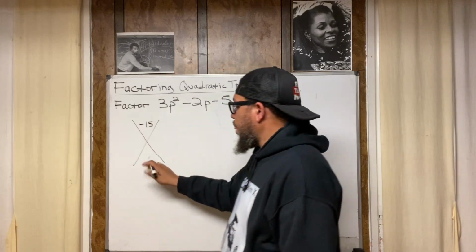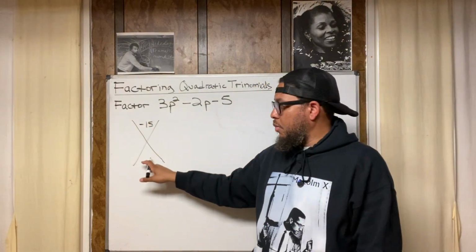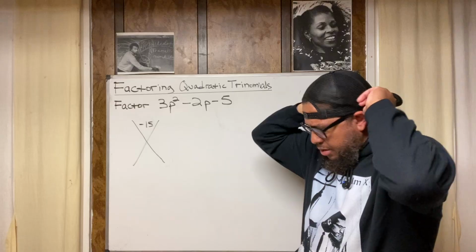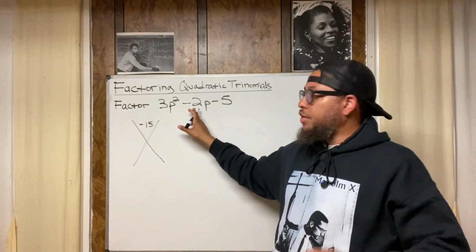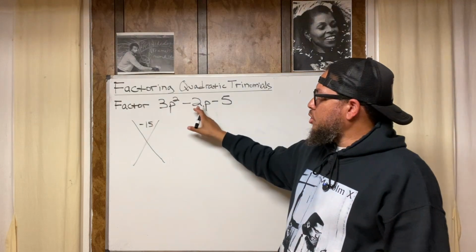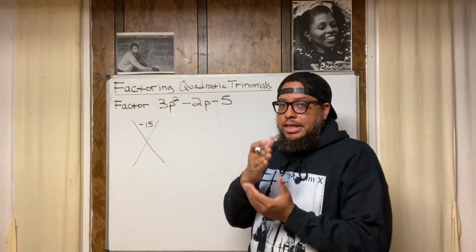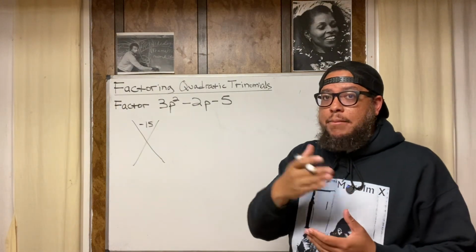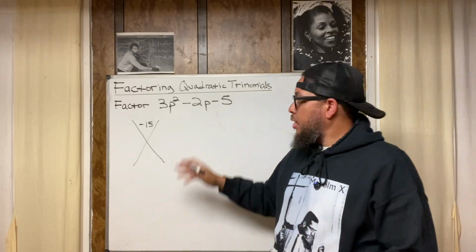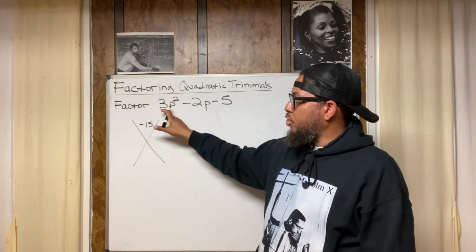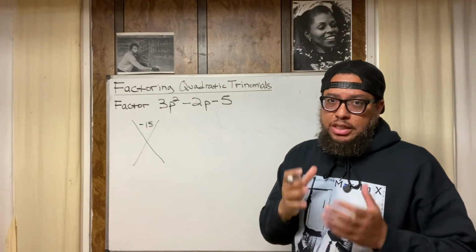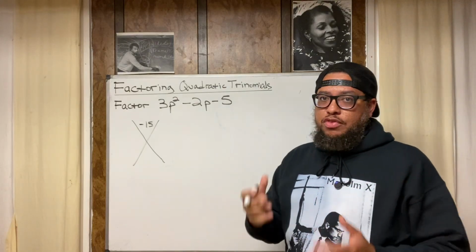Now, what goes down here? I don't have to do any mathematics to figure that out. What goes down here is the coefficient of the middle term. What's a coefficient? 3 is a coefficient. -2 is a coefficient. It's a number written adjacent to a variable that tells you how many of that variable term you have. How many p's do I got? I got -2 of them. How many p squareds do I have? I got 3 of them. That is what the coefficient tells you.